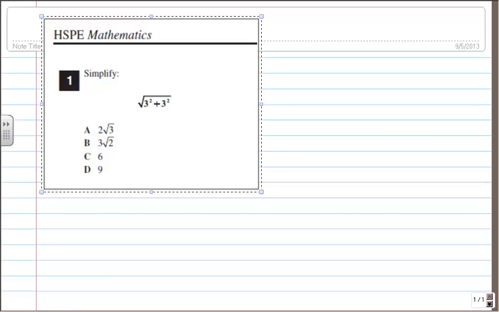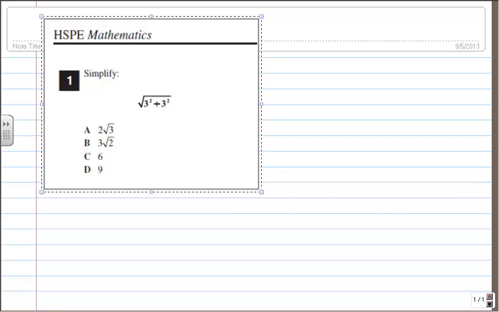Let's solve a few problems, starting with problem number 1. This is from Nevada Department of Education's website. There is a sample proficiency test made available for the public. Okay, problem number 1. Problem number 1 says simplify.